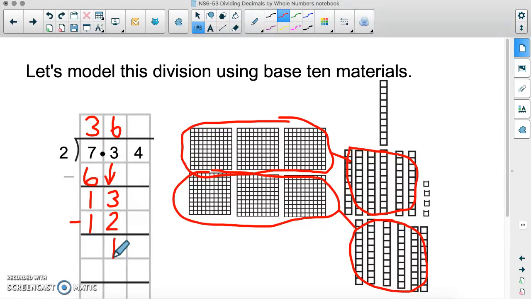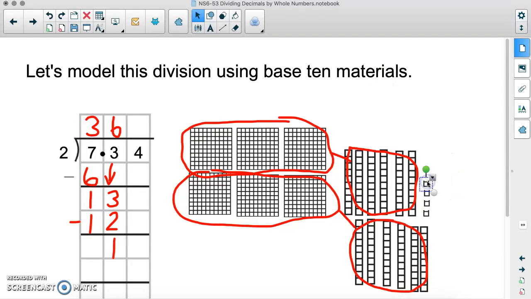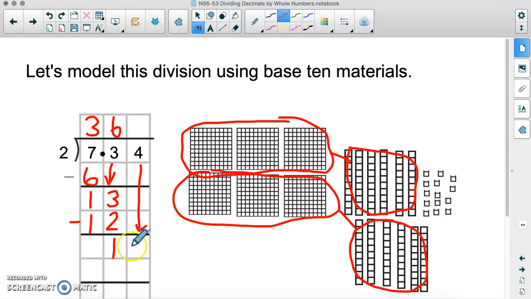So now if I'm looking at this, I have to exchange this 10th block for 10 hundredths, okay? So I'm going to get rid of my extra 10th, and I'm exchanging it for 10 hundredths. I currently have 4, I need 10 more. So 1, 2, 3, 4, 5, 6, 7, 8, 9, 10. So I now have a total of 14 hundredths blocks, okay? This is represented by bringing down this 4.